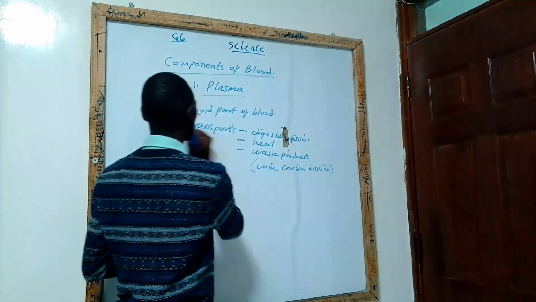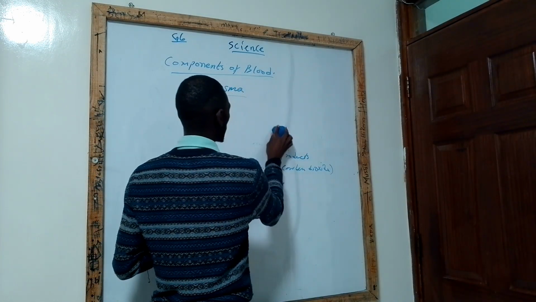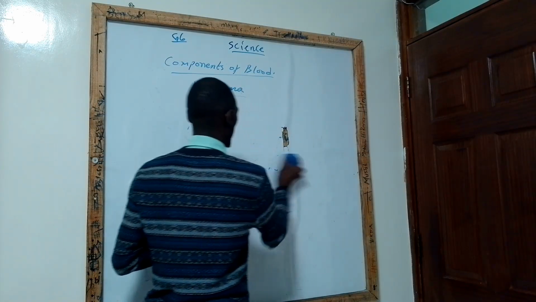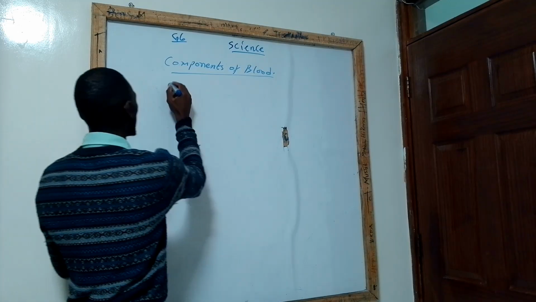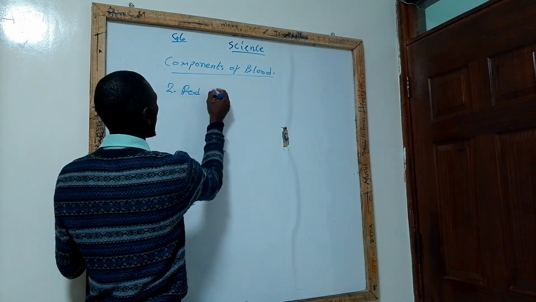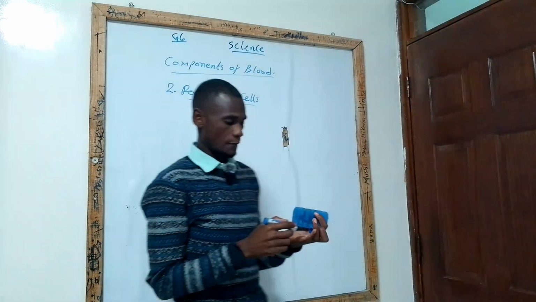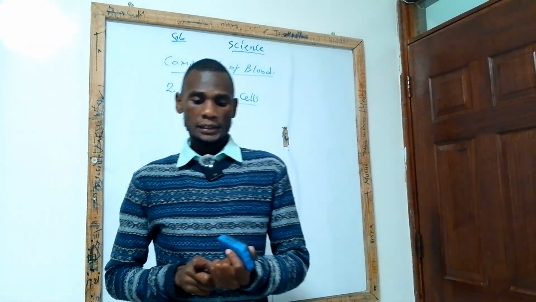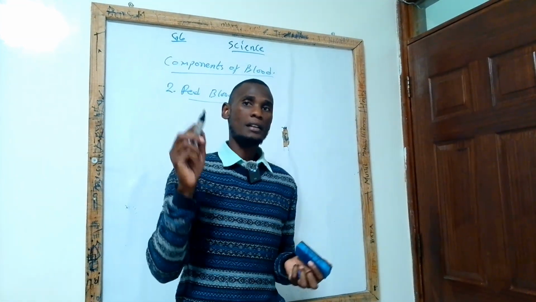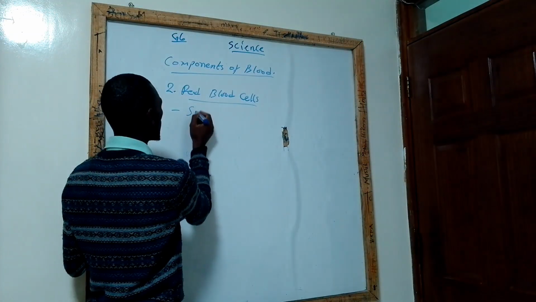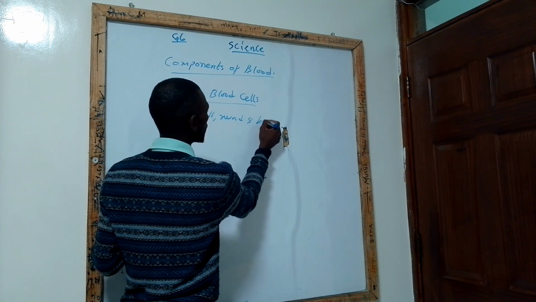So number two is what we call the red blood cell. So that's our number two, red blood cell. Red blood cells are small, round, and biconcave. That's number one.